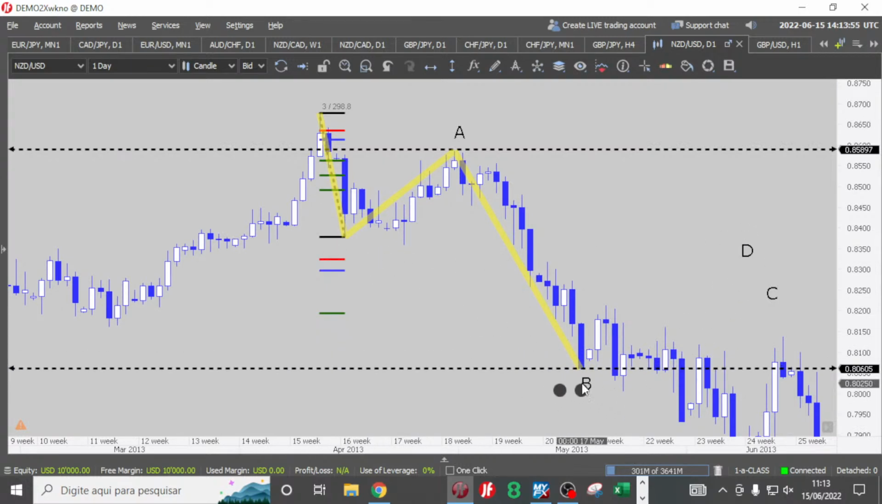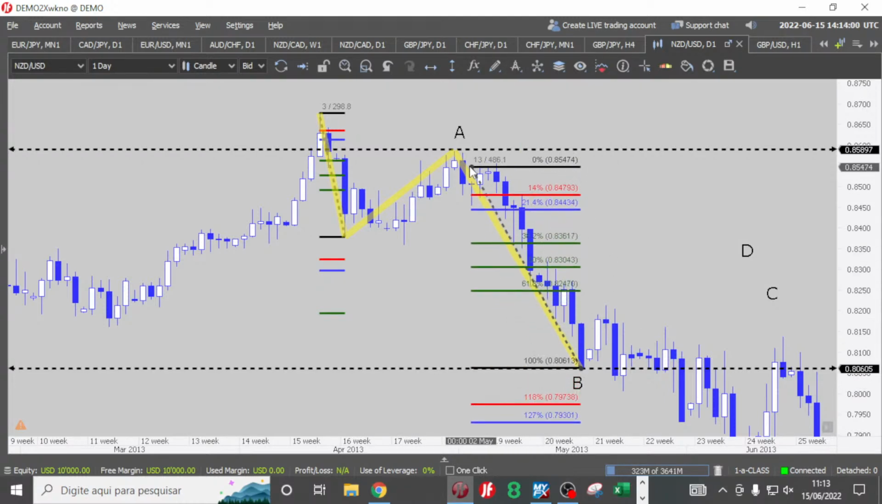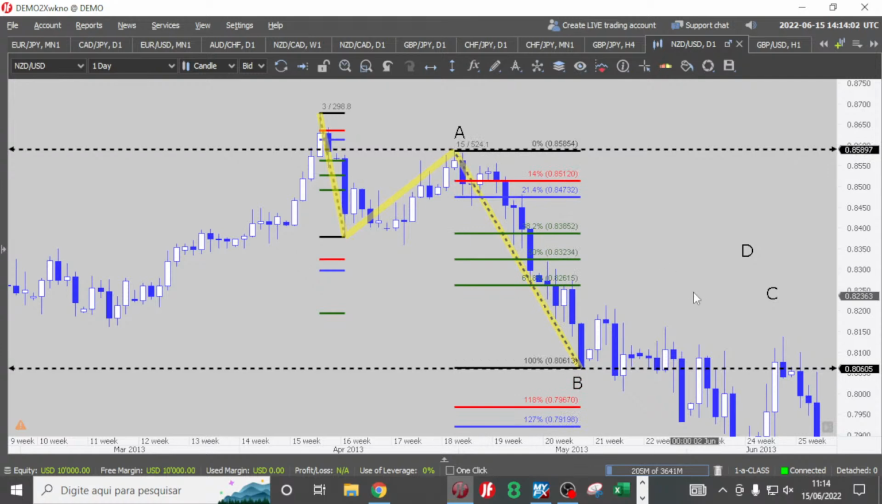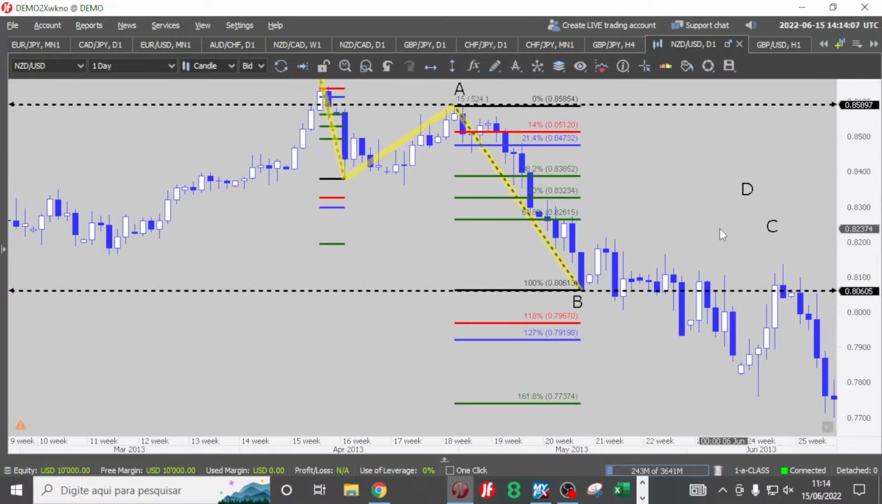This is our B. Fibonacci retracement tool. We're going to spread the Fibonacci retracement tool, everybody. Okay, and this is the chart right now.